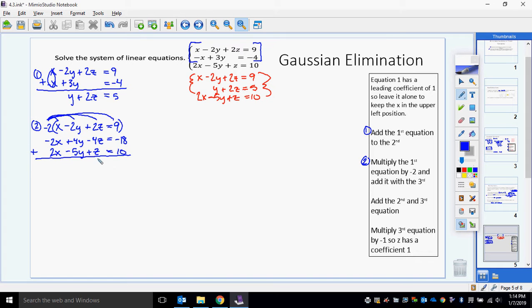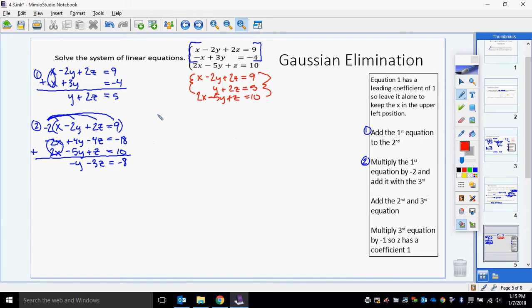Remember, I can add two equations together, and my x's are going to eliminate. 4y minus 5y is a negative 1y. Then I have a negative 4z plus 1z, so that'd be a negative 3z. And negative 18 plus 10 would be negative 8.